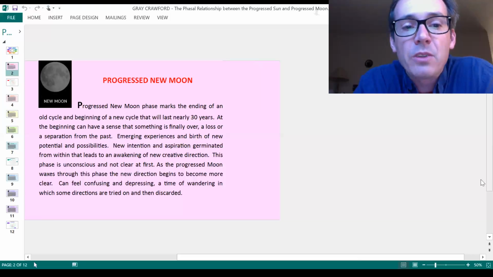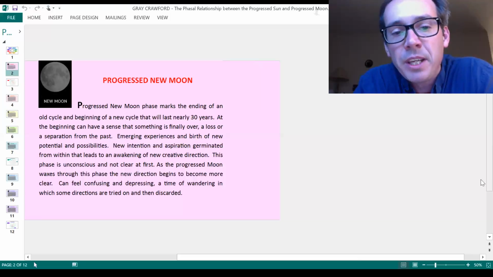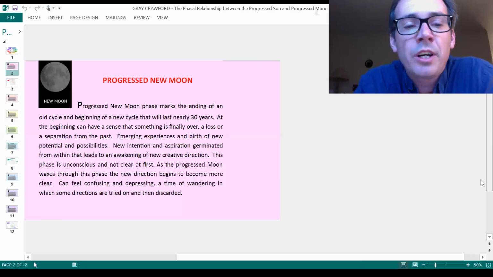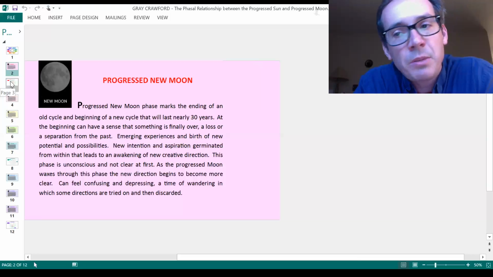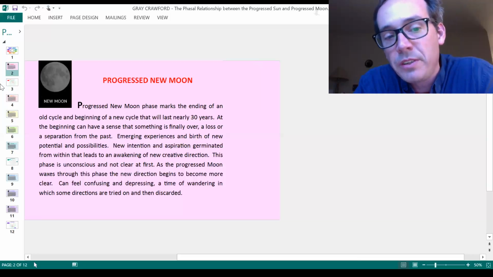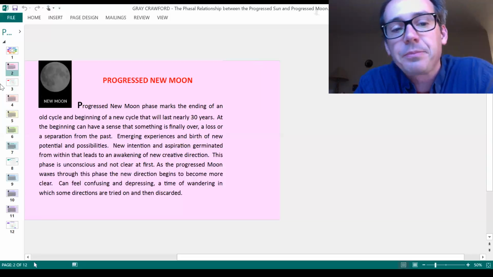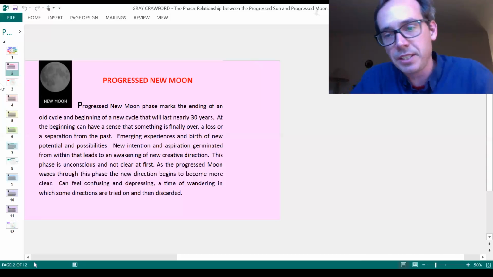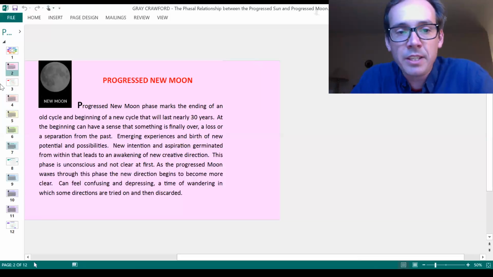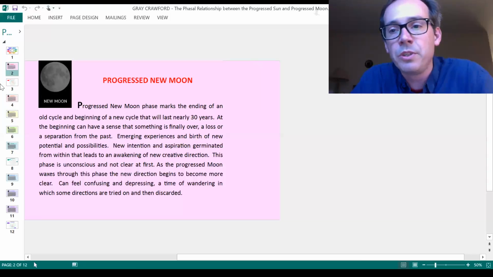And so as you're going into this phase at the beginning, it's not all clear, but as you are moving through the progressed moon phase, it does become more clear. But at the same time, it can still be a very confusing and even depressing time. It's a time of wandering, some directions being tried and some discarded. A lot of times people use the analogy of planting seeds with this phase. It's a beginning and you're planting seeds and you're just trying to do new things.